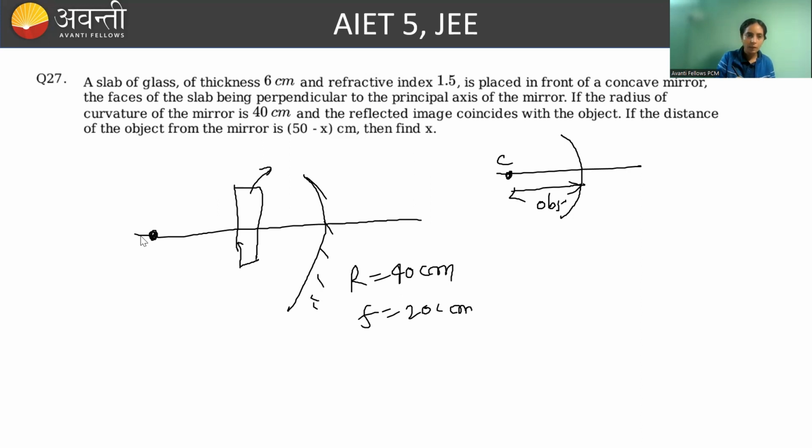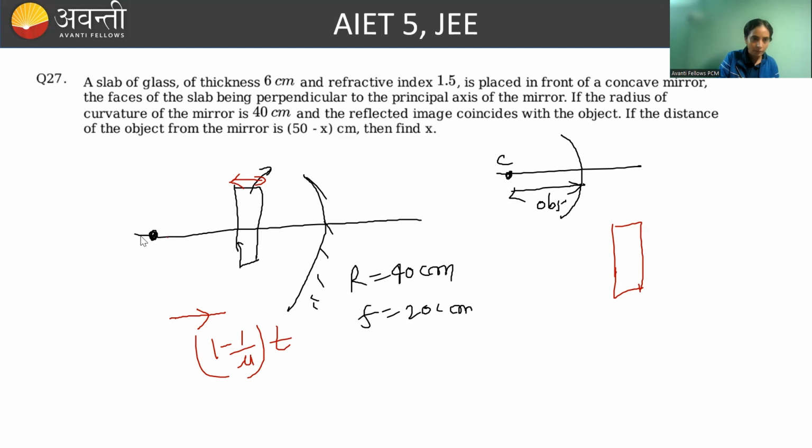So let me tell you, if you have a slab kept in between your object and the mirror or your object and lens, the object distance will get shifted towards the mirror by a distance of (1 - 1/mu) times t, where mu is the refractive index of the slab used and t is the thickness of the slab. Why is it getting shifted towards the mirror?